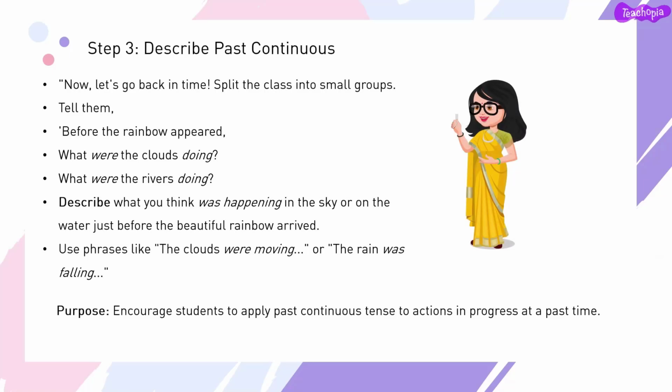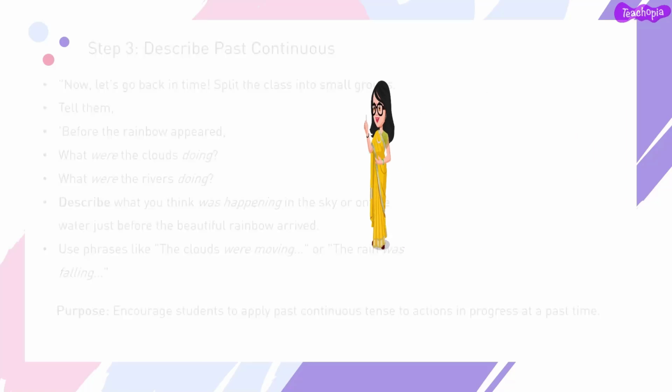Now let's go back in time. Split the class into small groups, tell them, before the rainbow appeared, what were the clouds doing? What were the rivers doing? Describe what you think was happening in the sky or on the water just before the beautiful rainbow arrived. Use phrases like the clouds were moving or the rain was falling. Here the purpose is to encourage students to apply past continuous tense to actions in progress at a past time.